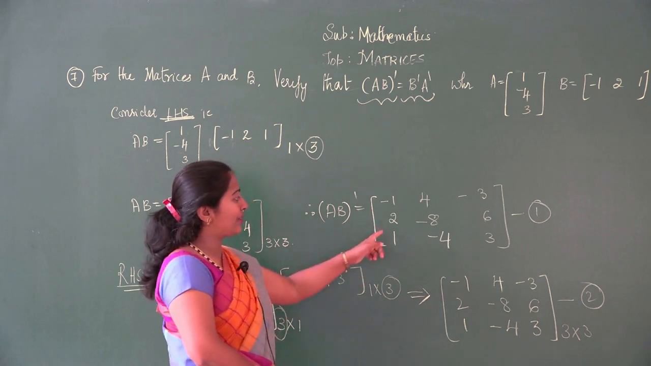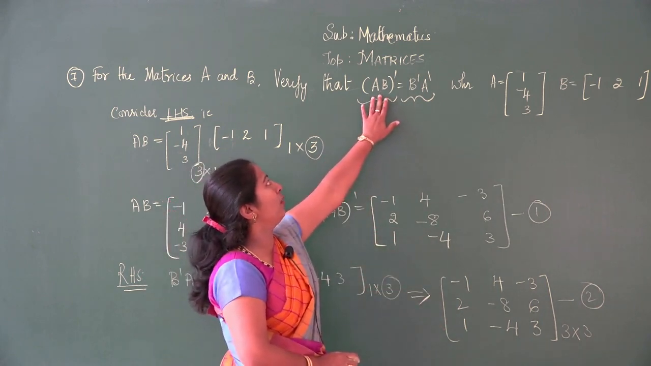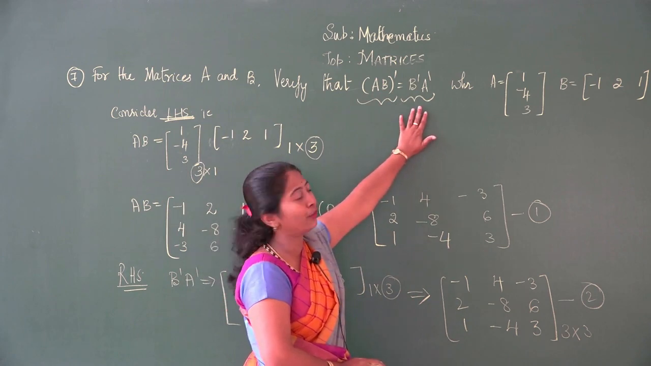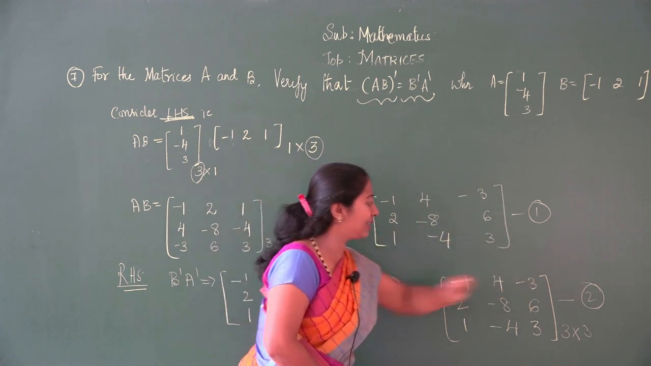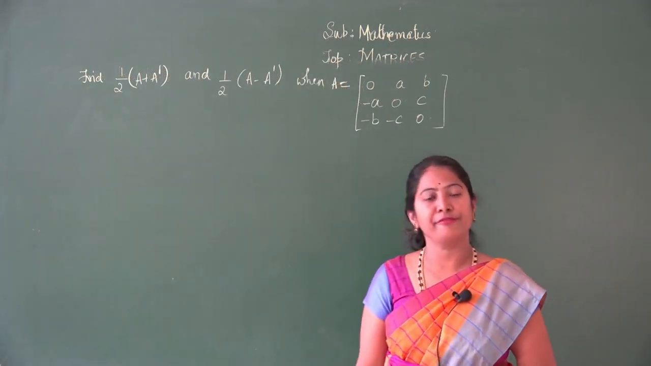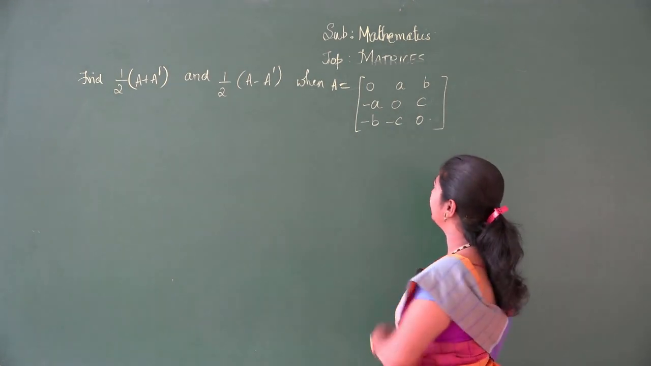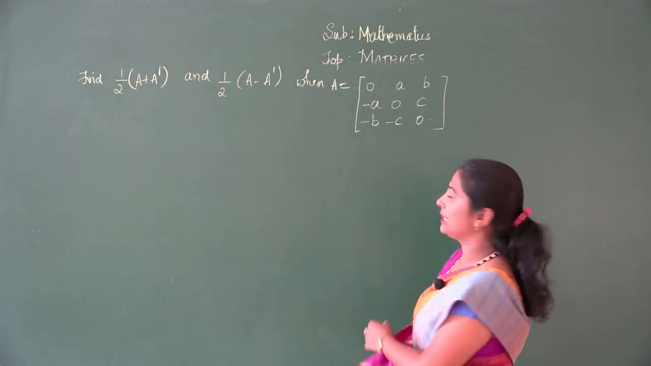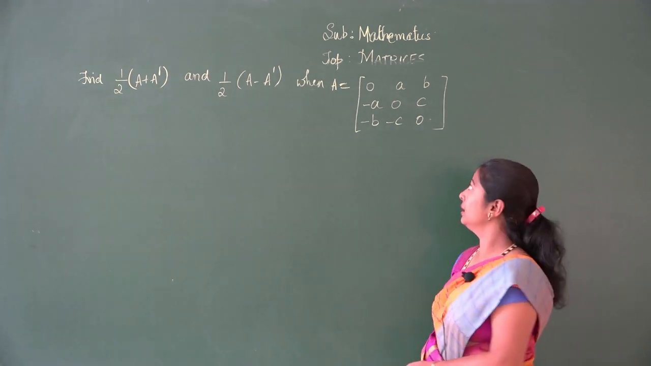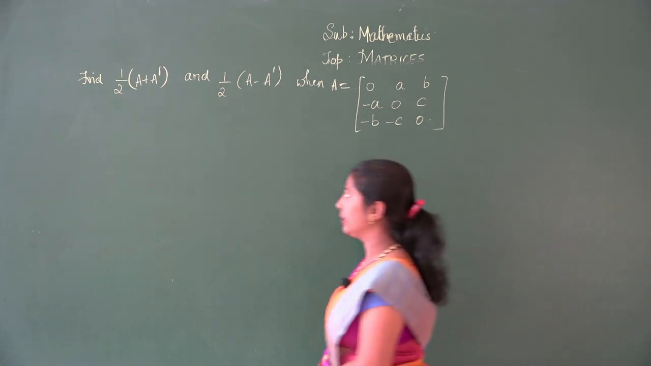Hence, from equation 1 and equation 2, we can say that AB the whole dash is equal to B dash into A dash, because equation 1 is equal to equation 2. Moving on to the next problem: find half into A plus A dash and half into A minus A dash, when A is equal to 0, A, B; minus A, 0, C; minus B, minus C, 0.